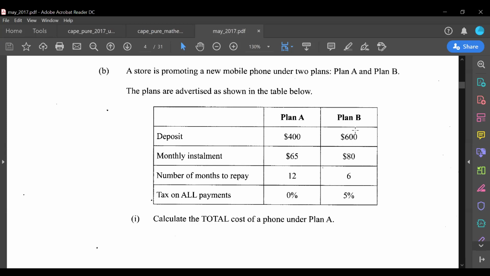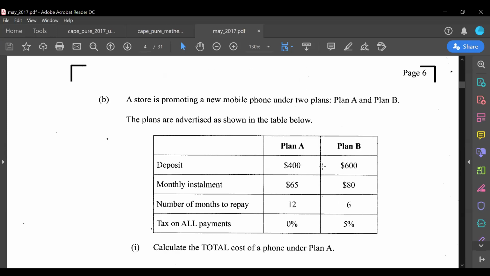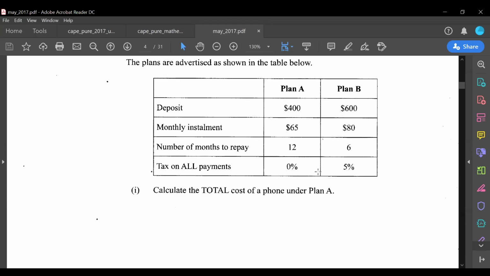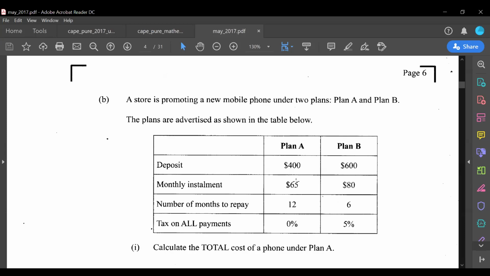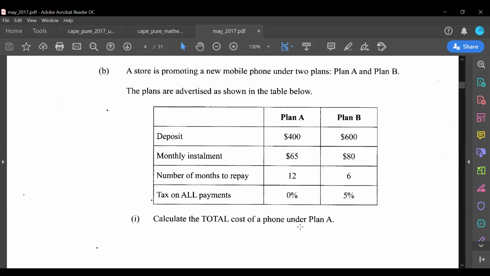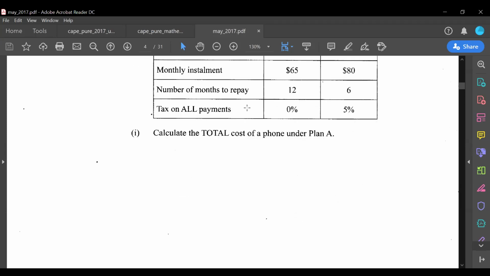the figures are a bit different. The deposit would be $600, the monthly installment $80, the number of months repaid would be less, six, but on plan B you have a tax on all payments, right? So it says calculate the total cost of the phone under plan A, meaning if you were to buy the phone under plan A, right, how much would the total cost be, right? So move on to the solution here.